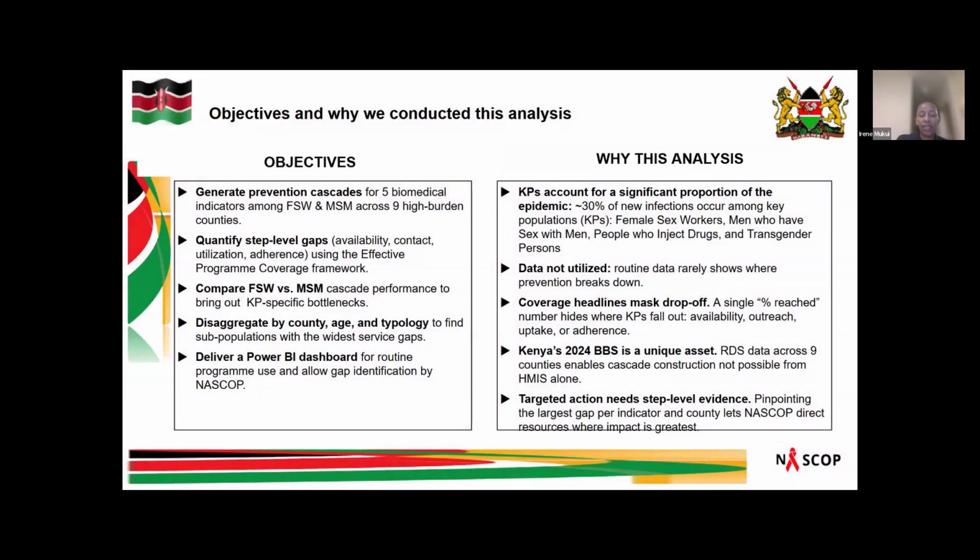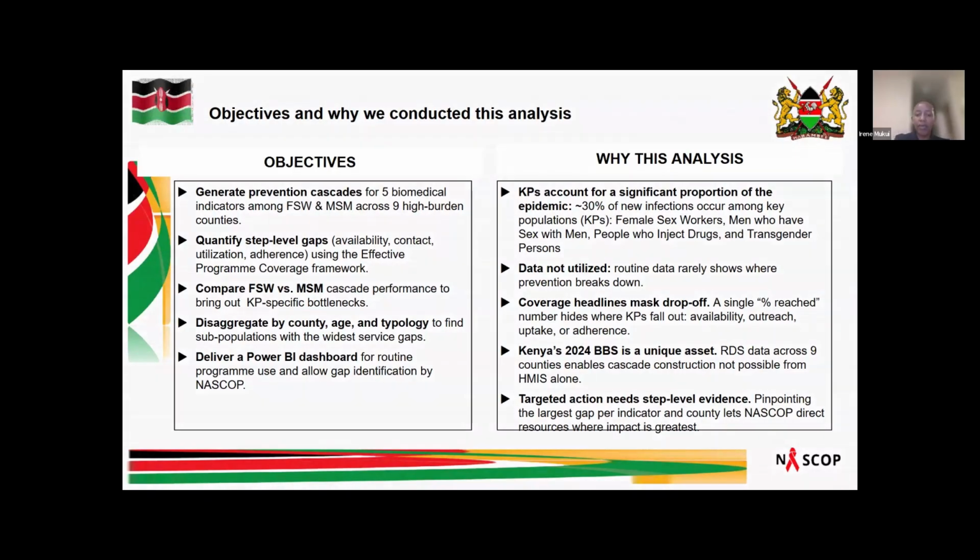We also have increasingly as a country been collecting routine data. However, this is not necessarily used to break down prevention data in a way that it informs us where people drop off along the cascade of HIV prevention services. So a lot of the data that we tend to collect tends to give us information about uptake or reach, but usually we don't have information about how many people are persisting in specific services, and that doesn't occur across the cascade of care.